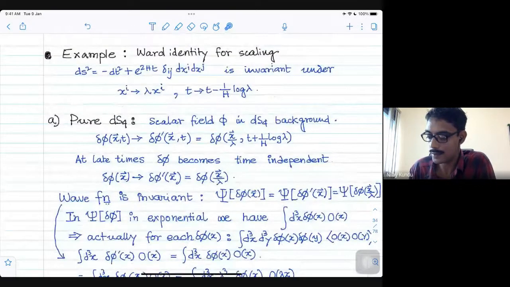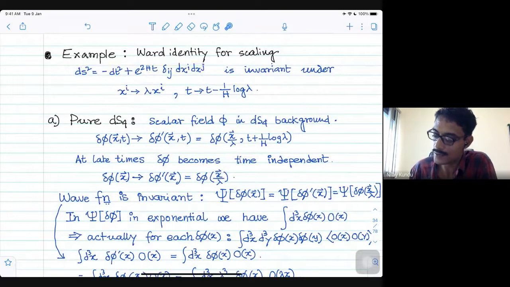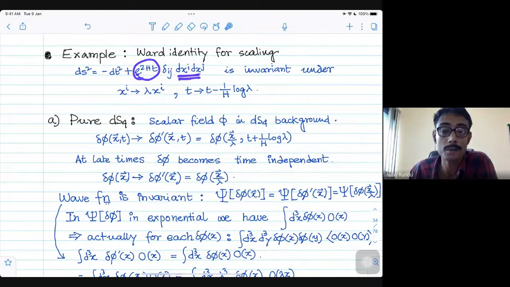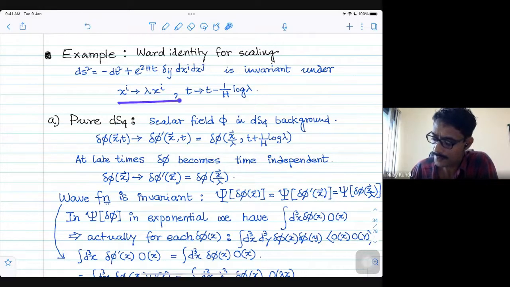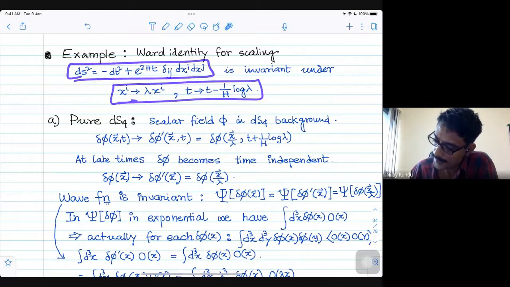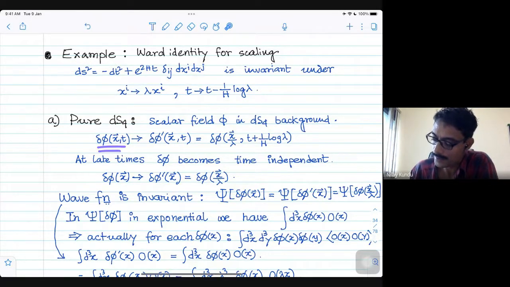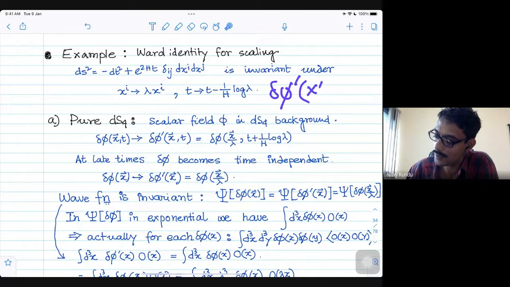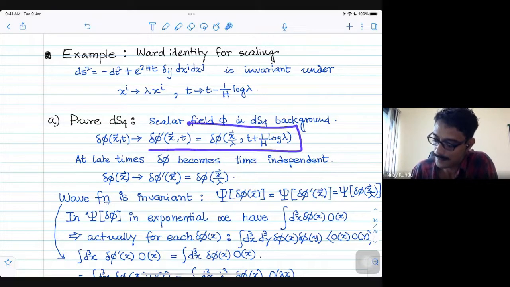Now, let me give you some example. This is the metric for the de Sitter space, and this is the scale transformation. So x^i gets scaled by some constant parameter lambda, and you should also change the time like this. You can see from this metric that if t goes to t minus 1 over H log lambda, then this change will be cancelled by the lambda squared that comes from this part. So if this is the scaling transformation that keeps this metric invariant, then the scalar field will transform like this, and delta phi prime at x prime should be given by delta phi at x.